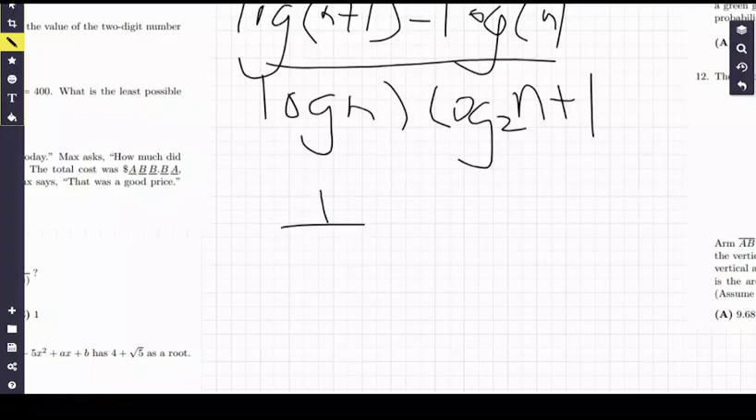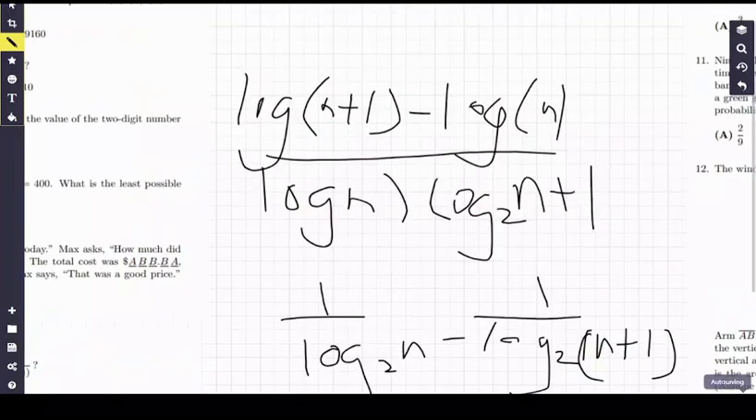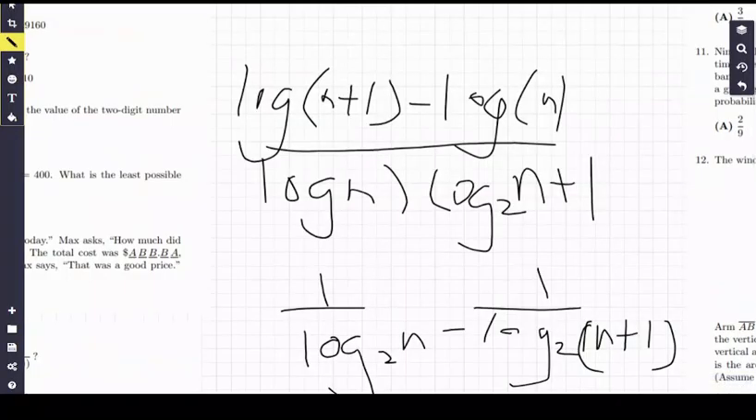What if I flip it to become 1 over log n base 2 minus 1 over log n plus 1 to the base 2? I keep on saying it's squared when it's really not. We could flip this. This is fully legal. So now we could go ahead and sum it. There's a way to sum it.